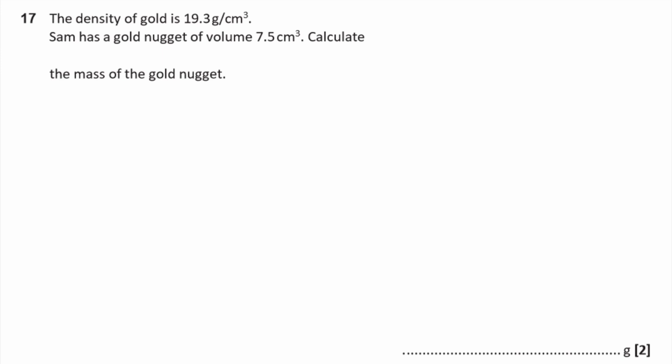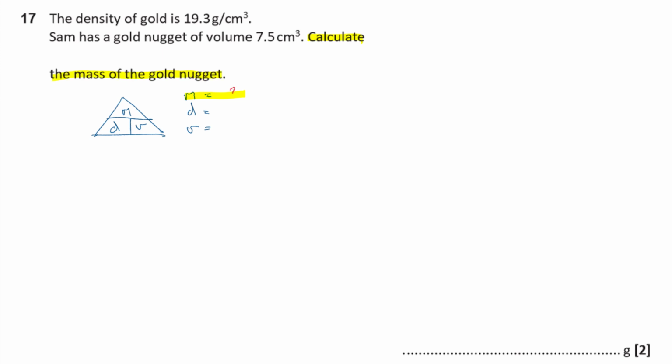Question 17. The density of gold is 19.3 grams per cubic centimetre. Sam has a gold nugget of volume 7.5 cubic centimetres. That's a lot of gold. Calculate the mass of the gold nugget. Okay, so we're going to be using the density, mass, volume triangle. Goes like that. Mass on the top and density and volume underneath. So with all these sort of triangles, you have to kind of work out the 3 things. Well, they always give you 2 of them and one of them will be missing. So here, what is the mass? Well, the mass is the thing that we're wanting to find, isn't it? That's the answer we're trying to find.